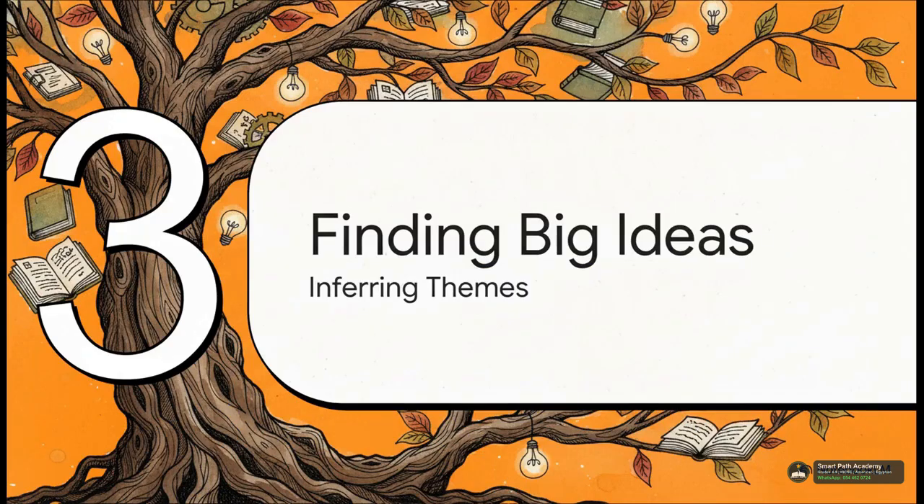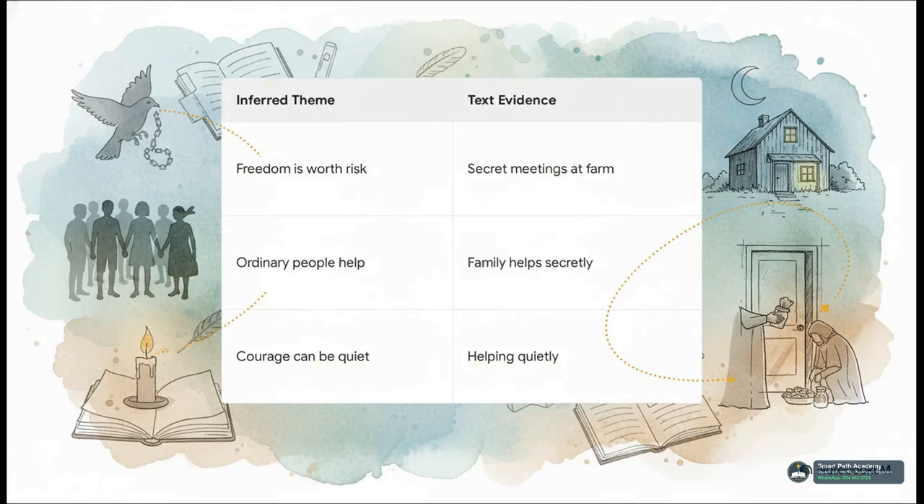Section 3. Finding the big ideas. All right, let's talk about theme. A theme is basically the big idea or the hidden message in a story. And here's the trick. Authors almost never just hand you the theme. You have to play detective and infer it by mixing clues from the text with what you already know.